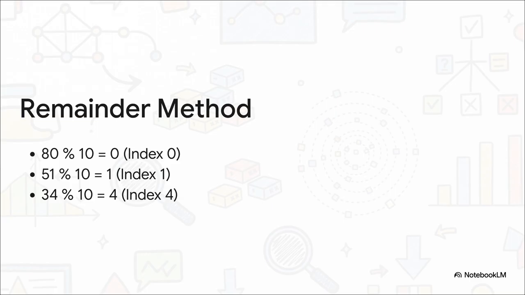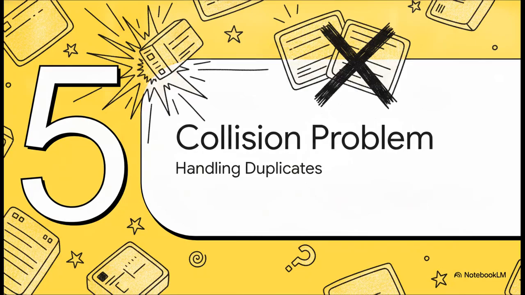Now, if we want to search for 34 later on, we do not scan the list. We just run that same quick math. 34 divided by 10 has a remainder of 4. We check slot 4, and boom, it's right there. Instant lookup in exactly one step. Zero searching required. Sounds perfect, right? Almost too good to be true.